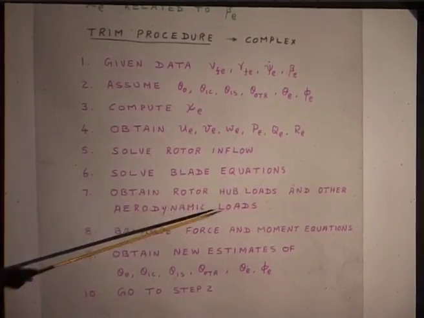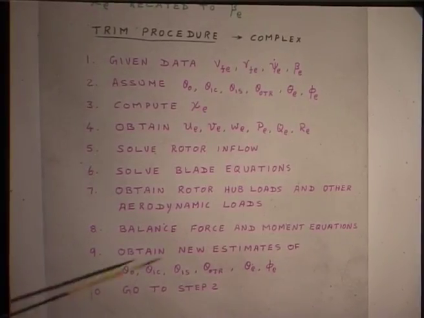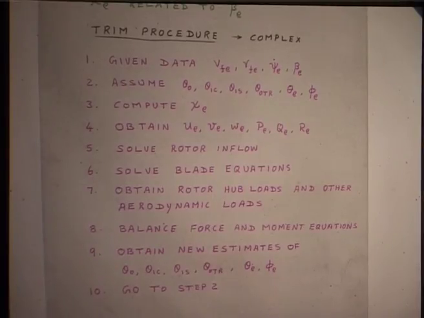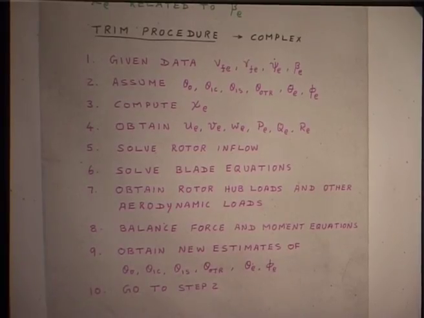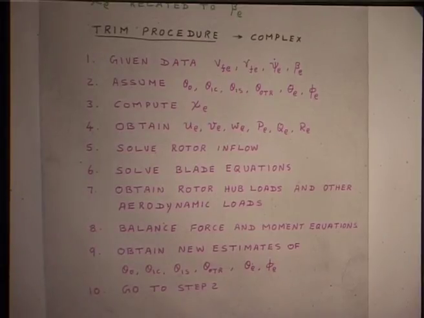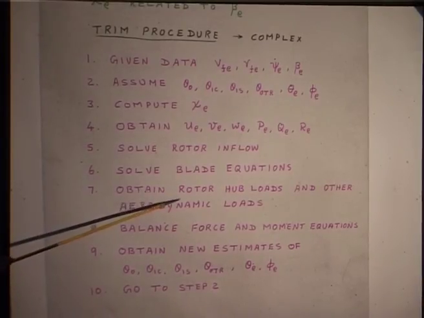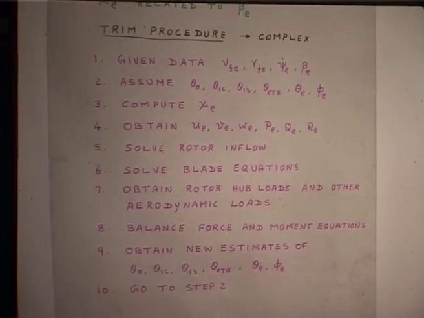Get the rotor hub loads and other aerodynamic loads, transfer them to the fuselage, get the force and moment equilibrium, you will find that they do not match. But you take the average load, please understand, you do not get hub loads only, you obtain the rotor hub loads, that means you take one revolution, get the mean values, then transfer the mean values for balancing the force and moment. It will not balance.